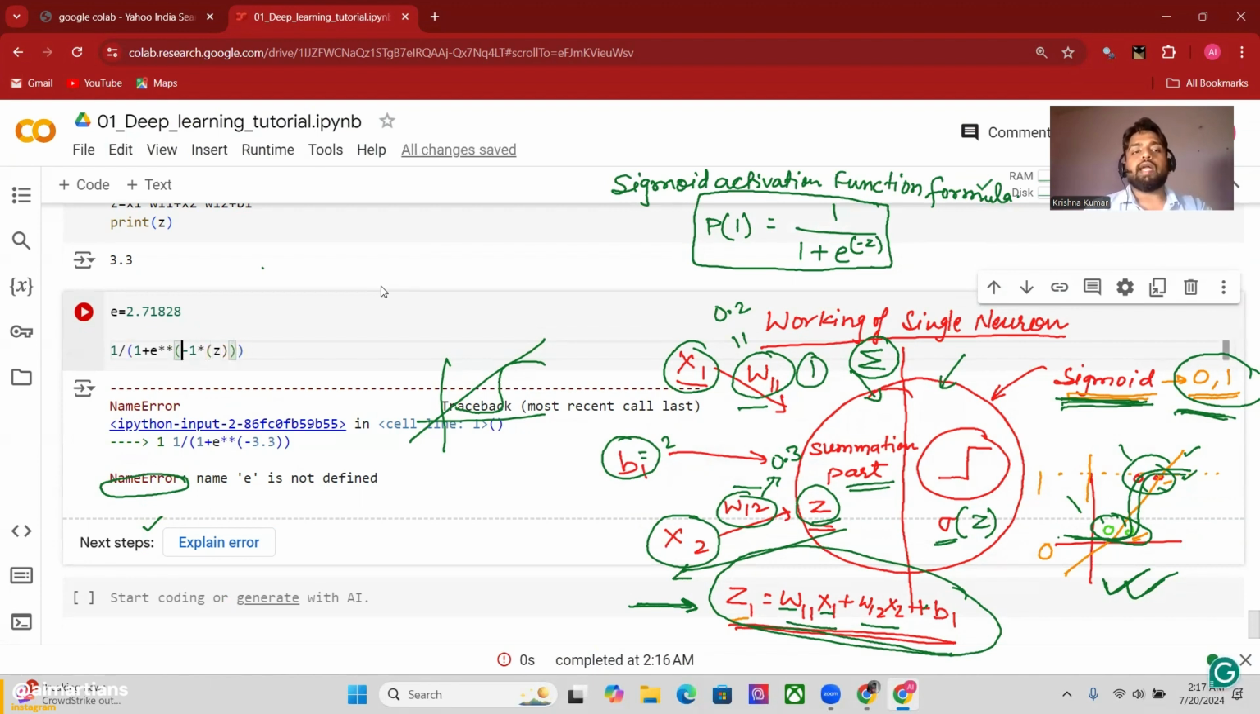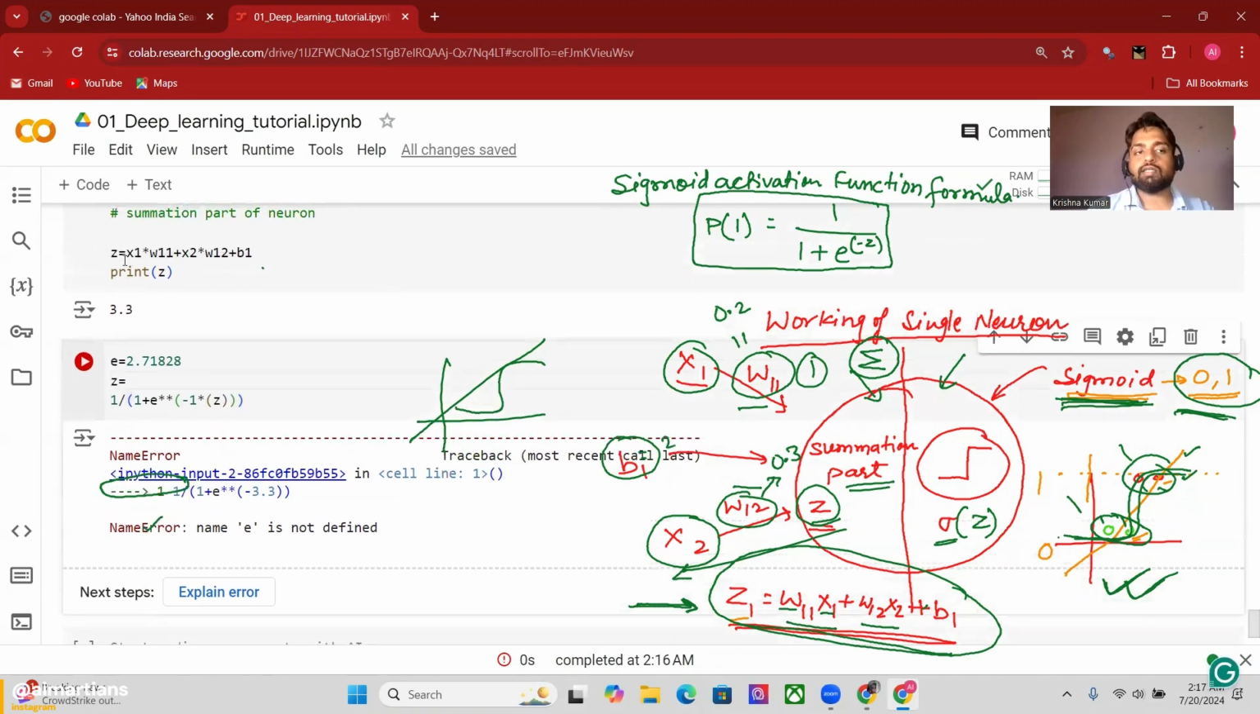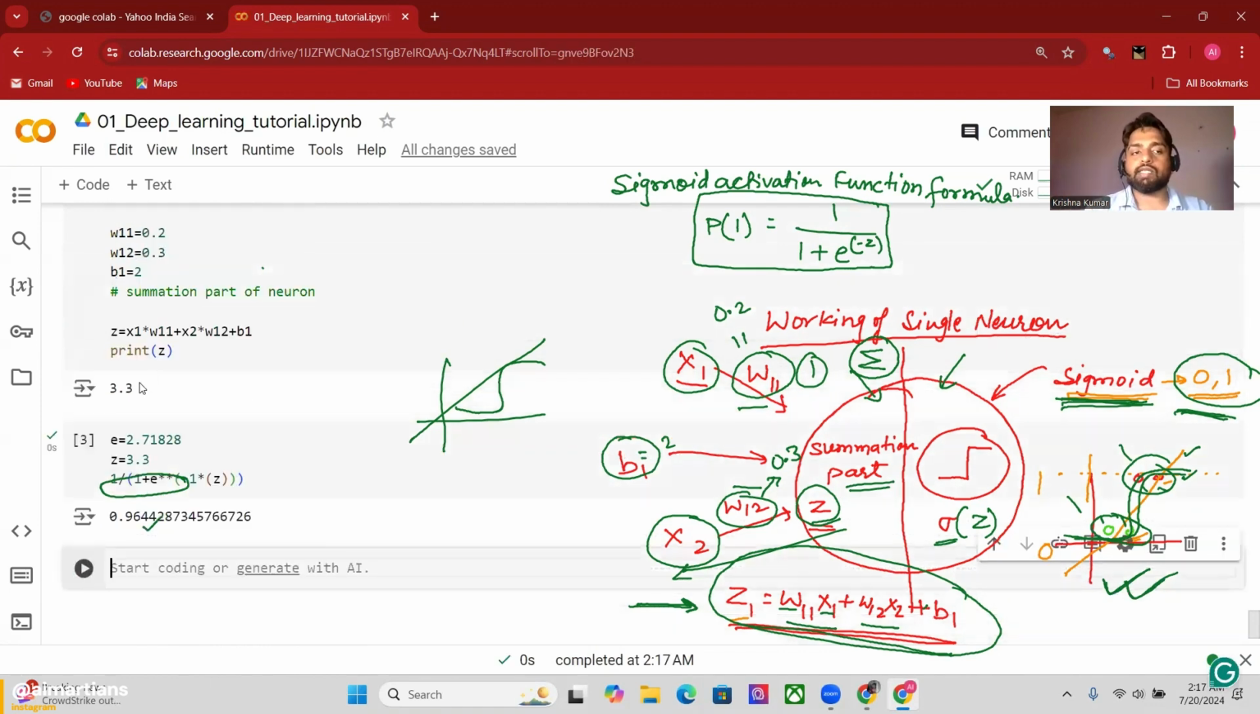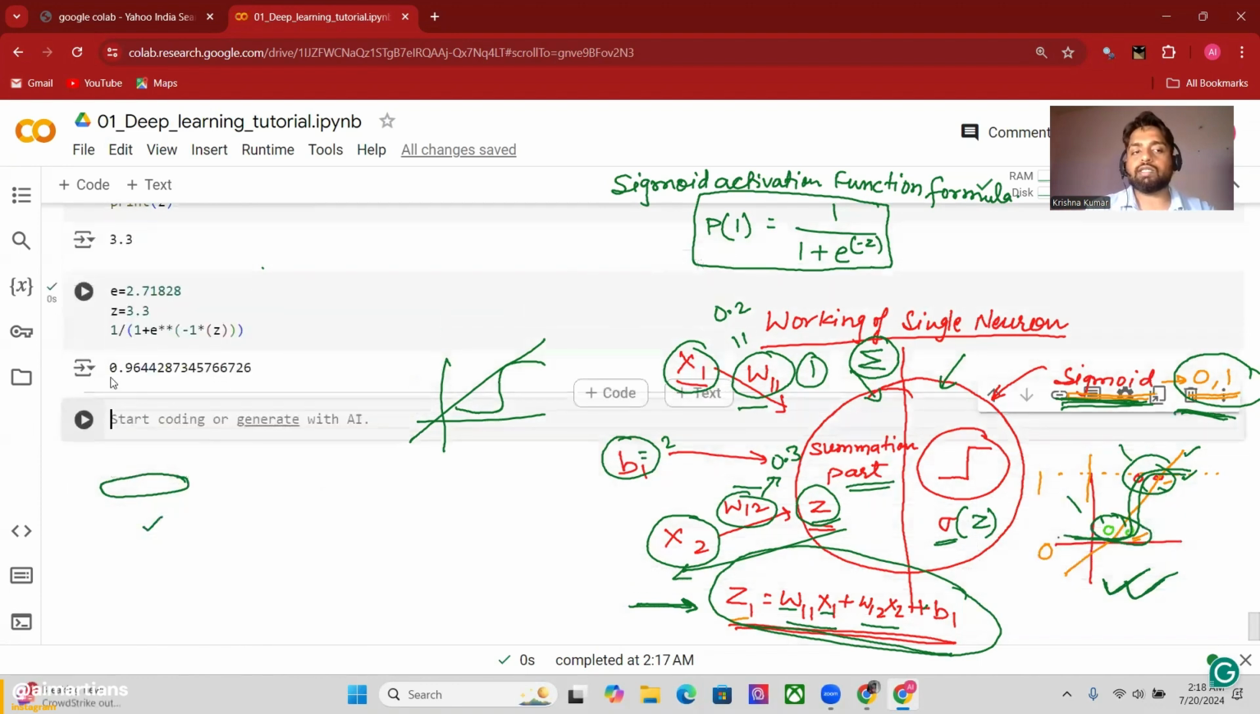Okay, and now I have to define the value of z, which I already calculated above. See, the z value is 3.3, but just to make it clear, I'm also mentioning it here. All right, once you run this, you will get the output, which lies between 0 and 1. See, I'm getting a value between 0 and 1. Why is it happening?